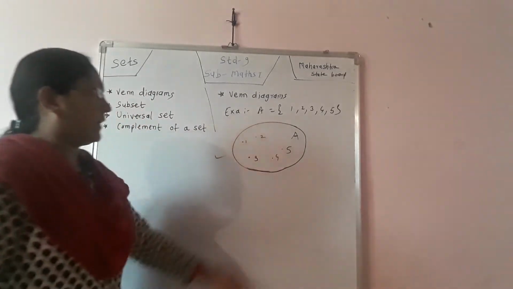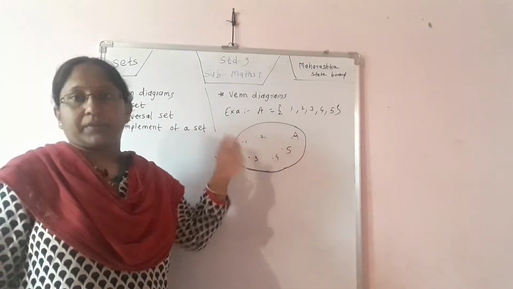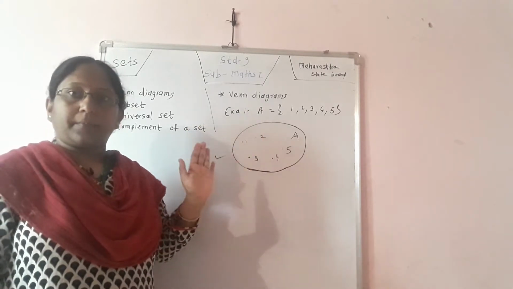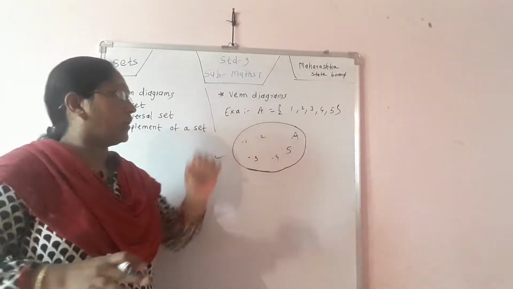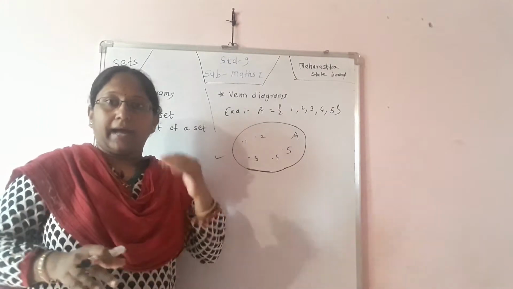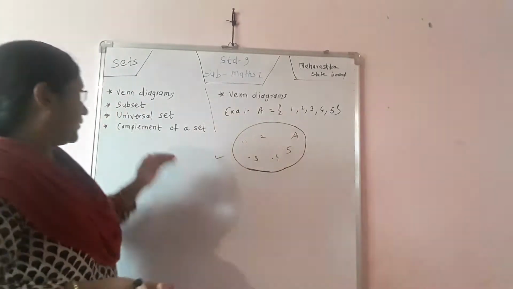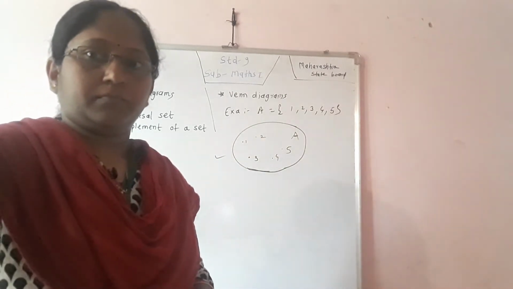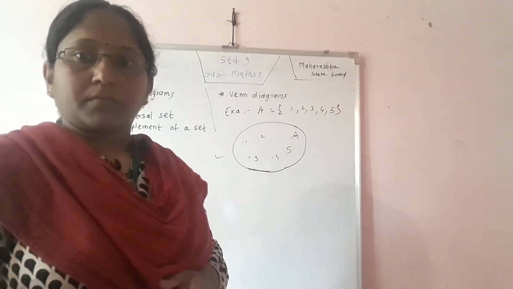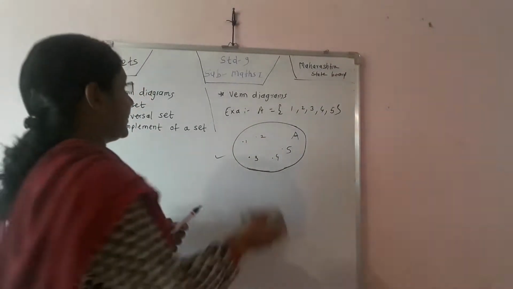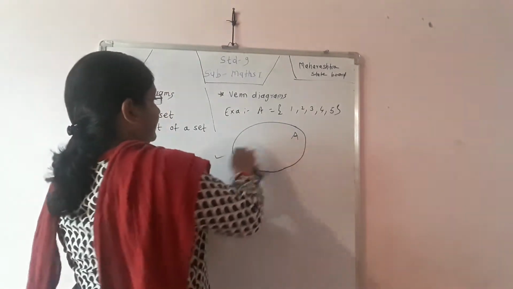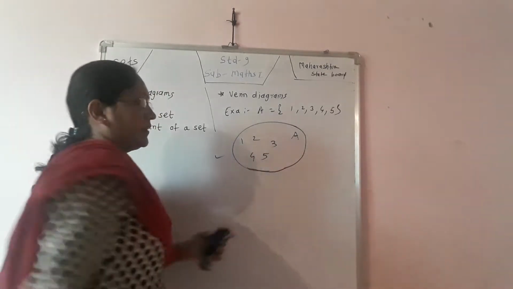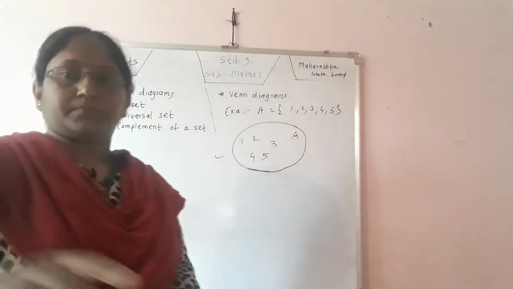Like Venn diagrams, you can draw any shape: rectangular, triangle, hexagonal, pentagonal. Okay, but the rectangle shape is used only for the universal set, and that point we will see after some time. Or you can also simply write this as 1, 2, 3, 4, 5. It is also correct.